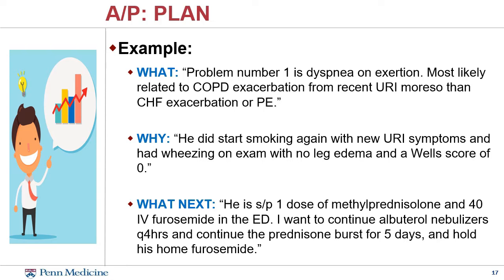I want to continue albuterol nebulizers every 4 hours and continue the prednisone burst for 5 days and hold his home furosemide. So you can see here, I had a crisp differential diagnosis line. Then I explained why. Then I explained what I want to do next.